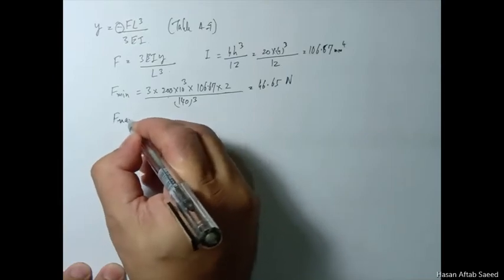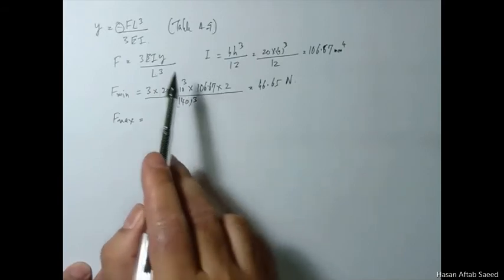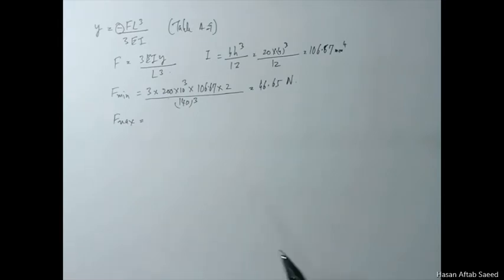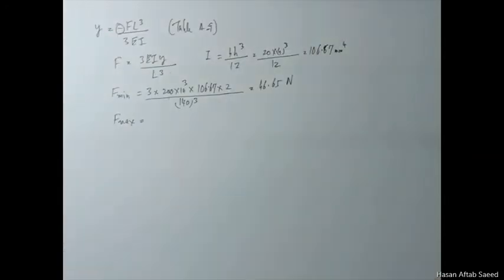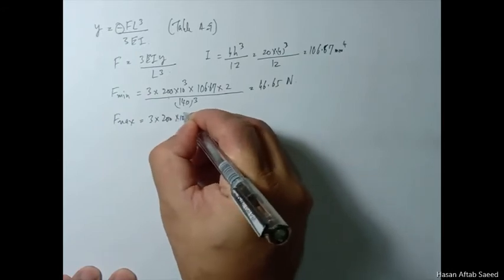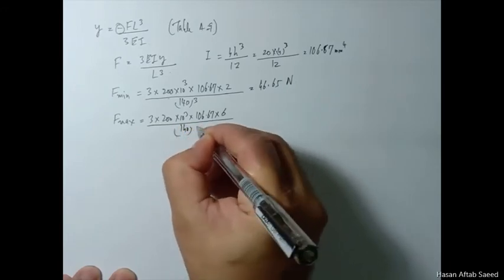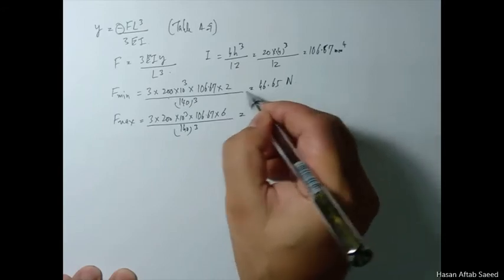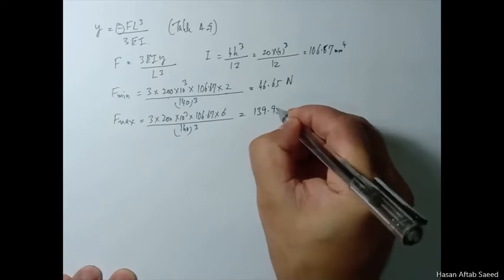F max, again use the same expression, only for y instead of 2 there should be now 6, because the total deflection 2 was just the preload, then the latching operation required another 4 millimeters, so the total is 6 now. Yes, obviously we can do it the correct way also, 106.67 into 6 over 140, but no need to calculate this because it should be 3 times this one, so this is 139.95 newtons.